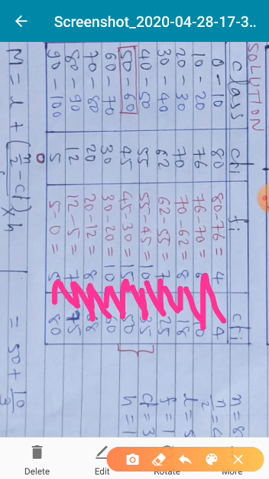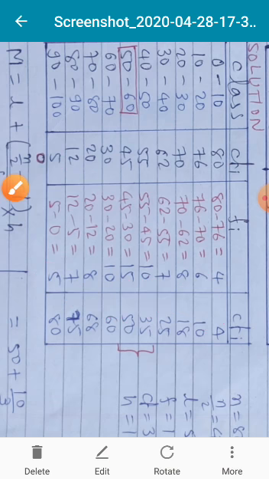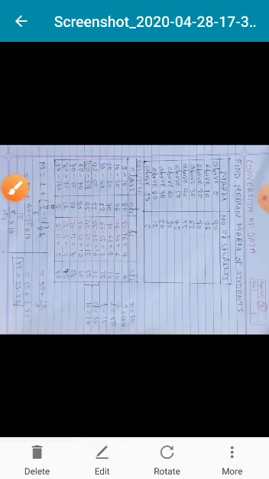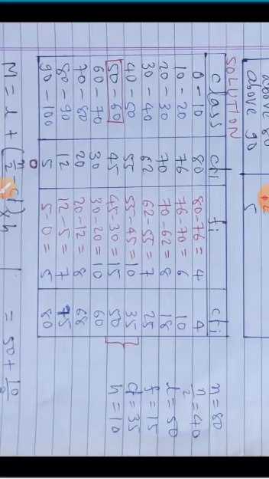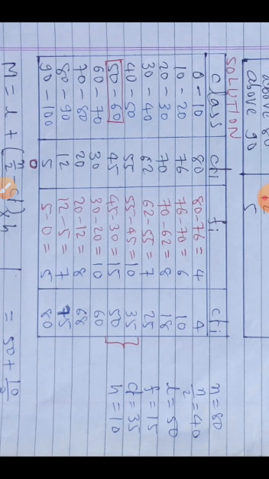Okay, and how we found the frequency, that also we can look at here. First of all 5 is written directly, whatever is given here. Then the difference of consecutive numbers: 12 minus 5, so 7 is written, then 20 minus 12, so it is 8. So the difference of two consecutive numbers is taken there. Now everything is just like the previous one, the usual median sums.